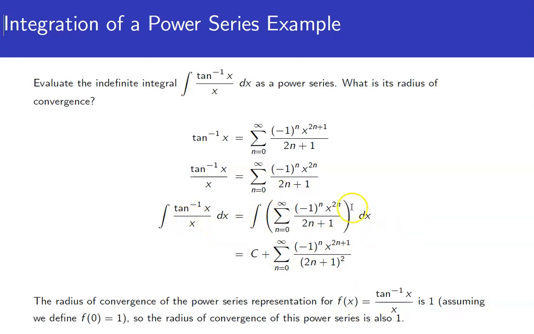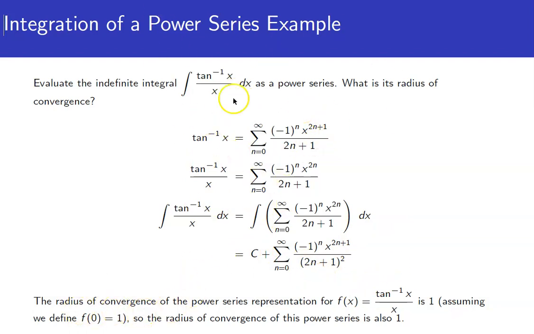Now we're ready to integrate, and this is just using the power rule. So we'll add 1 to the exponent and divide by the new exponent, so that's why we have a 2n plus 1 squared here, because that comes from dividing by the 2n plus 1 when we integrated. We're asked to do an indefinite integral, so the plus C is going to stay there. There's nothing to solve for. So that gives us our power series representation for that indefinite integral.